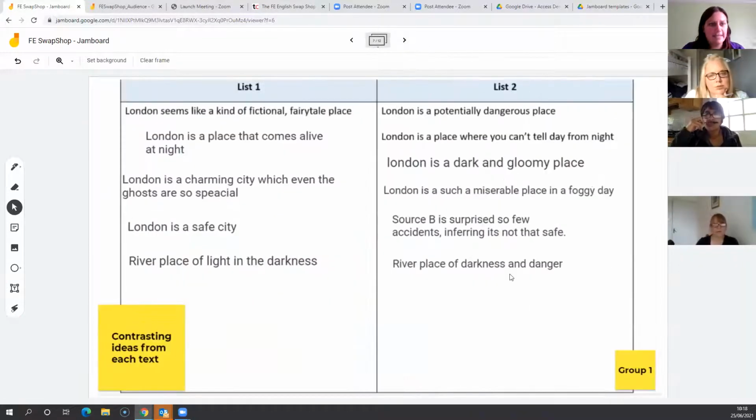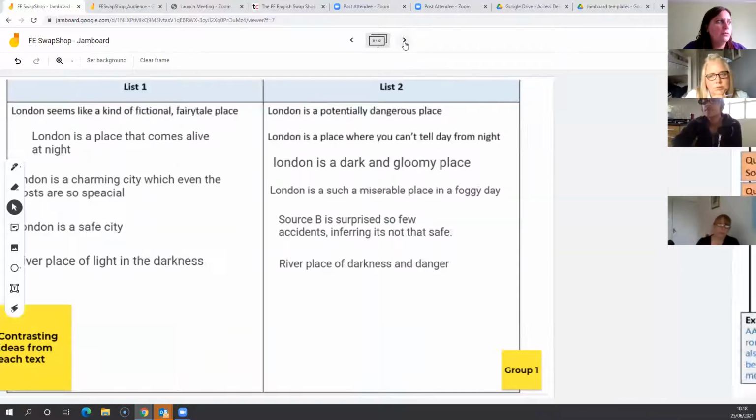I then introduced the next part, and they started writing down their lists, talking about the contrasting ideas. So we're then moving up to the next stage. It was all very structured, but allowing them to have their ownership in taking part within their groups.